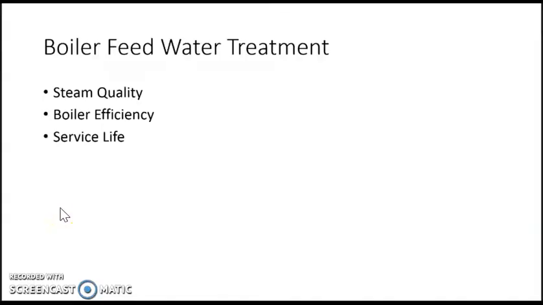Now we'll be discussing boiler feed water treatment. In order to produce quality steam from a boiler, the feed water quality is an important criterion. The input to a boiler is water. If the quality of water is bad, then the output, the steam quality, will also be poor. If the water quality is low, then the boiler efficiency also reduces and the life of the boiler gets deteriorated.